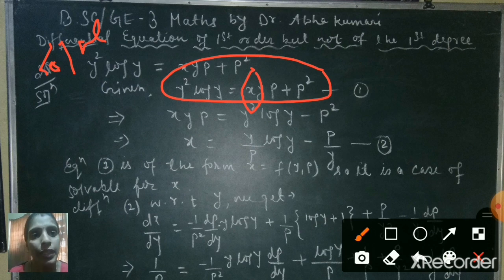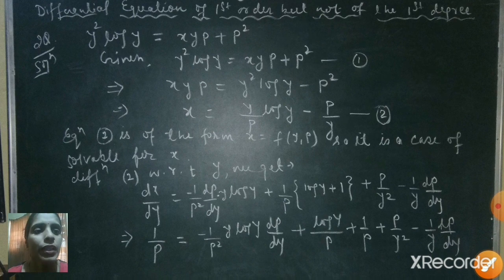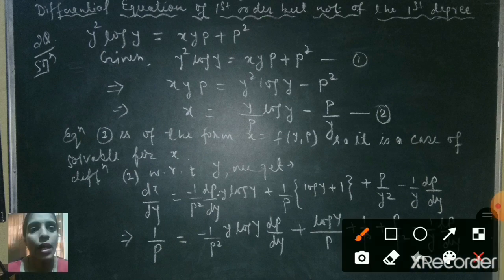So if we have to solve for x or solve for y, we search for the single term. Here x is seen only one time, so we can put it in the form of solvable for x. Okay, so while putting it in the solvable for x form, we have xyp equals y square log y minus p square, and this implies x equals y by p log y. We have put the yp from the left hand side on the right hand side, so we put this value in the denominator of this whole term.